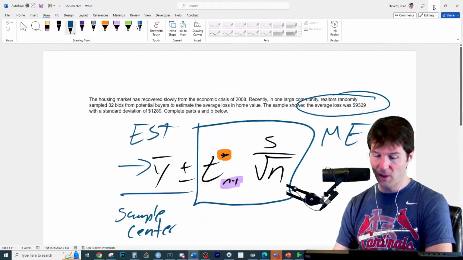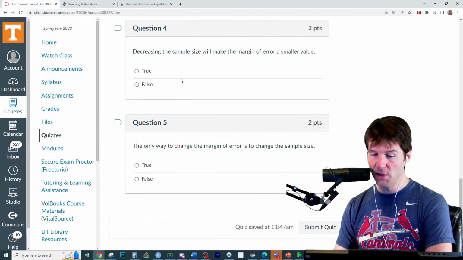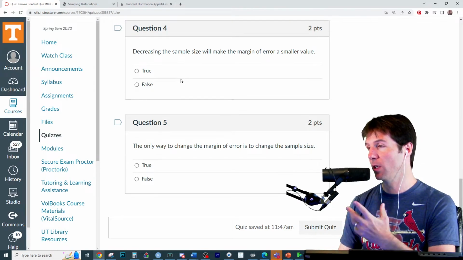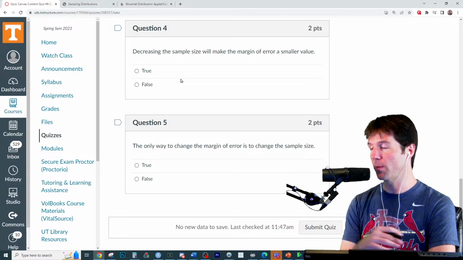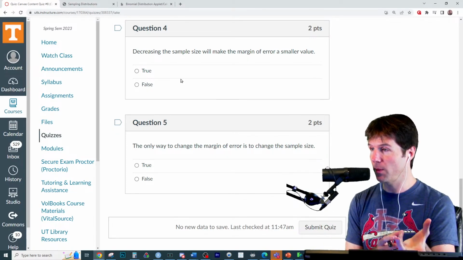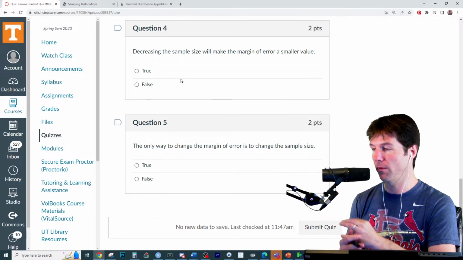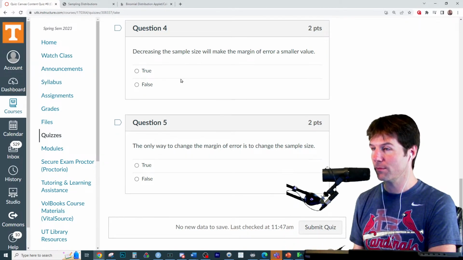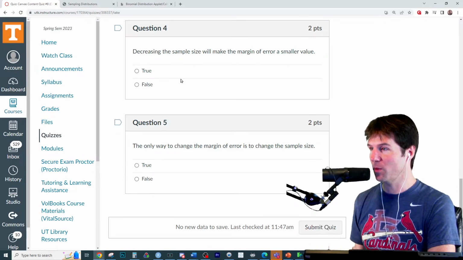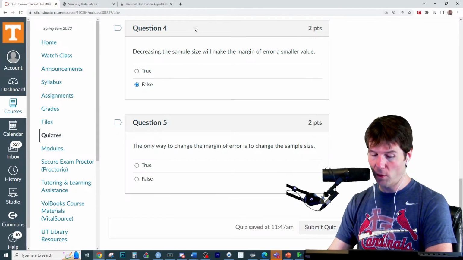So I think we basically got it. Decreasing the sample size will make the margin of error smaller? No, decreasing the sample size will give us more uncertainty. It'll make the margin of error wider. If you have a smaller sample, you would not have a smaller margin of error, which we just saw. And we can get the next one pretty quickly too. Larger margin of error, so this is false.